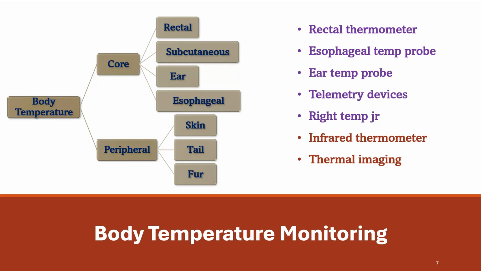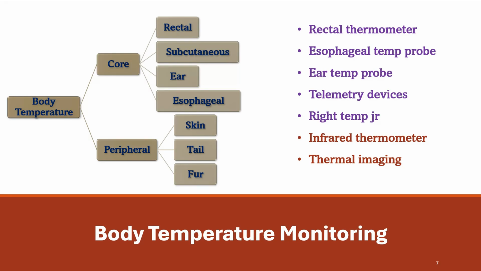Two major body temperatures are usually monitored. First is the core body temperature, which is most important, and second is the peripheral body temperature. When we talk about peripheral, we can measure the skin temperature, tail, as well as the fur temperature, using minimally invasive to completely non-invasive tools such as thermal imaging as well as an infrared thermometer.